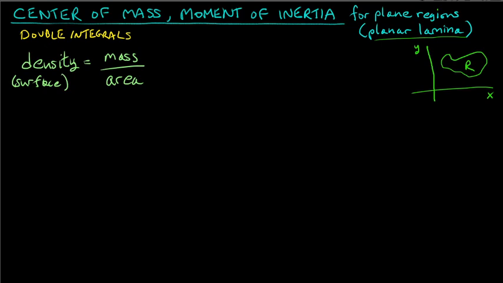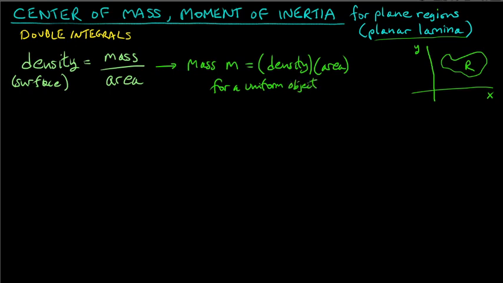Right, and for a uniform object, you can calculate the mass, which I'll call m, by just multiplying density times area. Density times area, right? But this is only for a uniformly dense object, right? In other words, the density is just a constant.